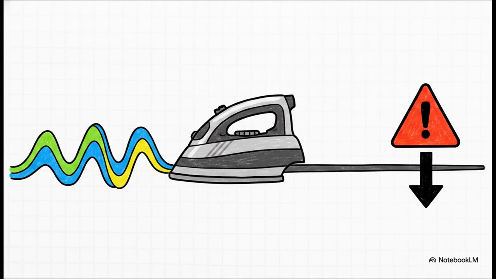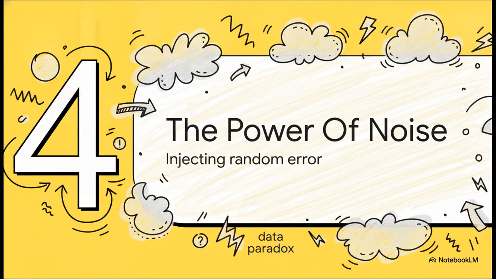Meanwhile, your correlations and your R-squared values shoot through the roof because everything looks perfectly aligned. You end up with overconfident, heavily biased estimates that completely ignore the reality of uncertainty. That leads us right into section 4, the power of noise. Let's look at how this builds into our central paradox and how we actually fix this over-smoothing problem.